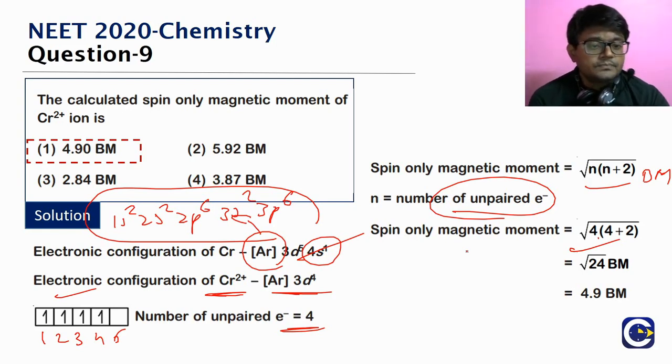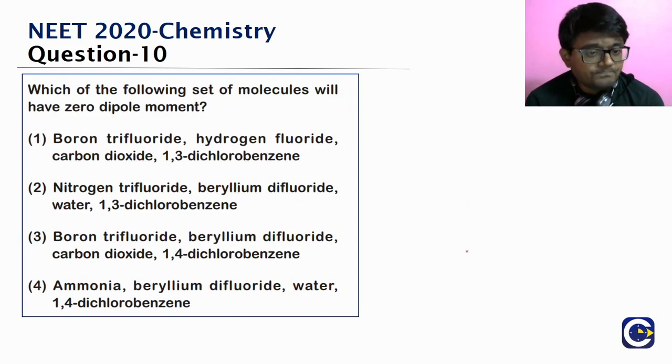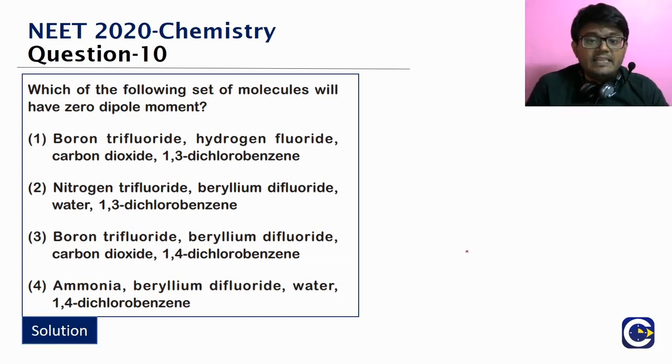Okay. We'll move on to question number 10. This is a question on the chemical bonding chapter, related to the dipole moment. Which of the following sets of molecules will have zero dipole moment? See, these kinds of questions are like squeezing 4 questions into one. The only way we can answer it is to go through each and every option. Then only we will be able to answer.